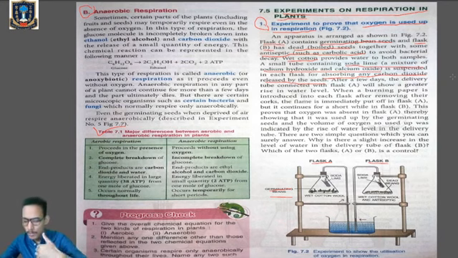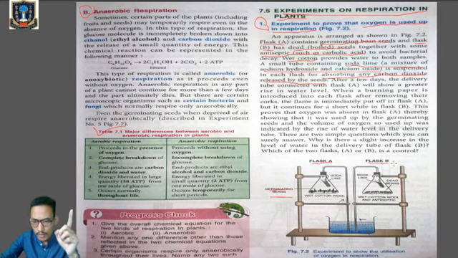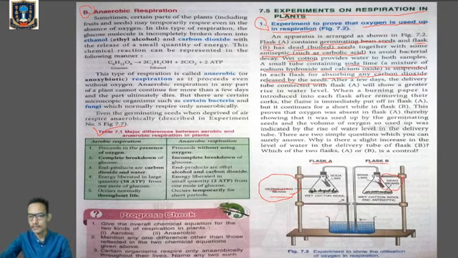So how are we supposed to start the experiment? Take two flasks. We have to label them flask A and flask B. Clear? In flask A, we will put germinating bean seeds. In flask B, we will put dead or boiled bean seeds. Clear? So in flask A, we will put germinating bean seeds. In flask B, we are putting dead bean seeds.